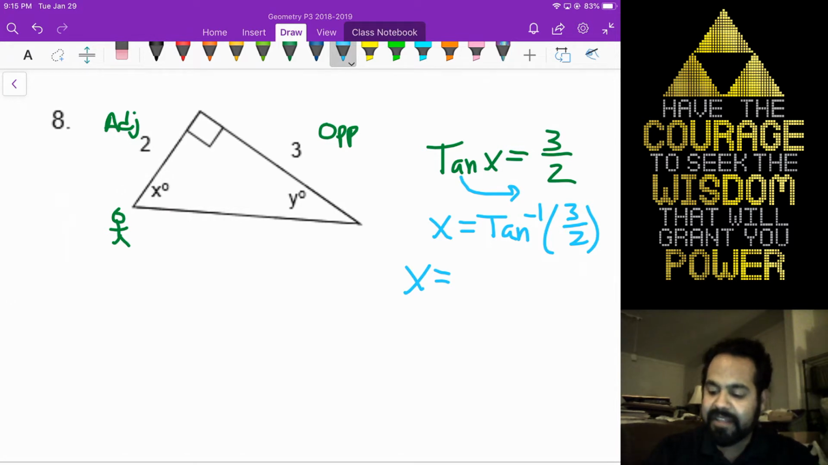Got to get that calculator out. Second tangent 3 over 2. And it looks like we got 56 degrees.